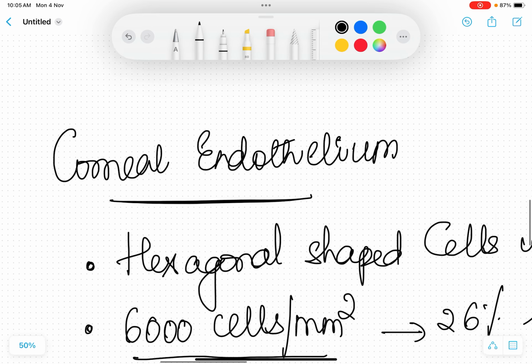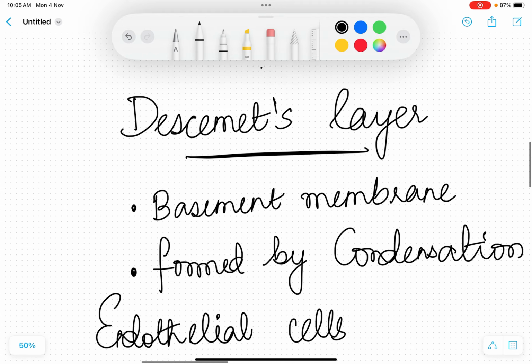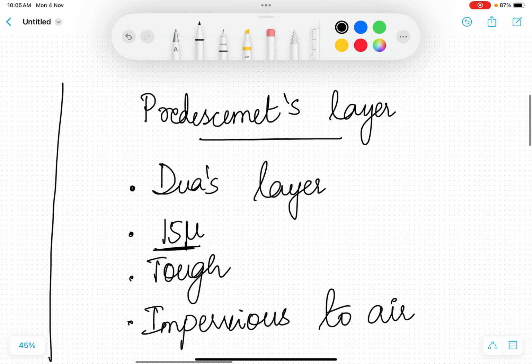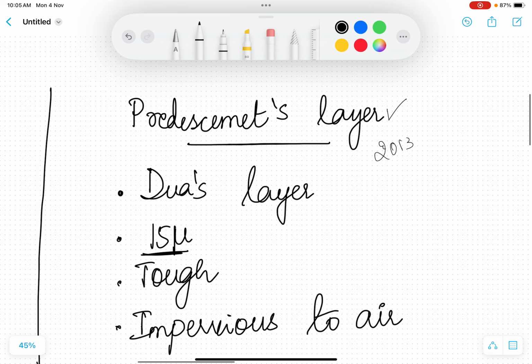Okay. Then comes the next layer, which is the pre-Descemet's layer or the Dua's layer. Now how did this pre-Descemet's layer come into practice? This pre-Descemet's layer was discovered in the year 2013 by Mr. Harminder Singh Dua.